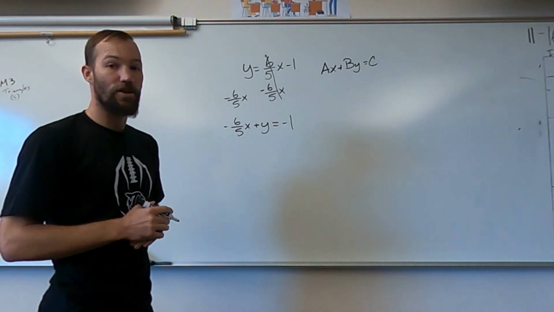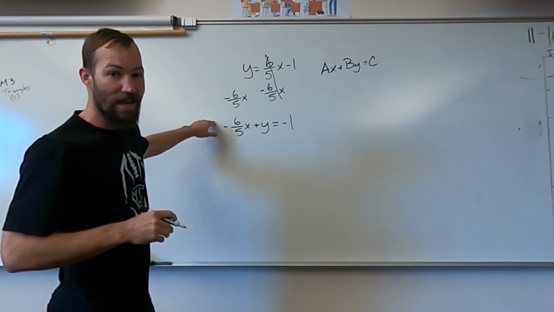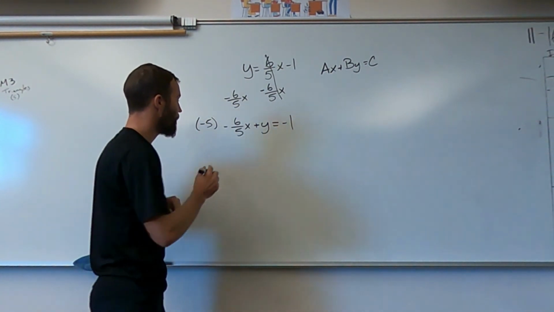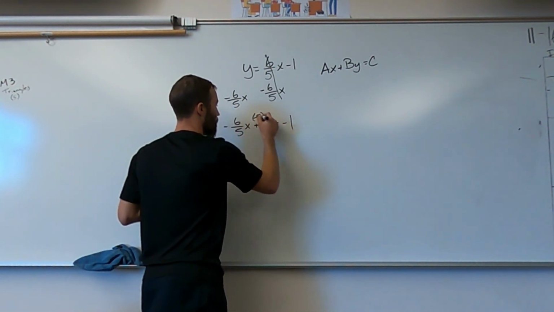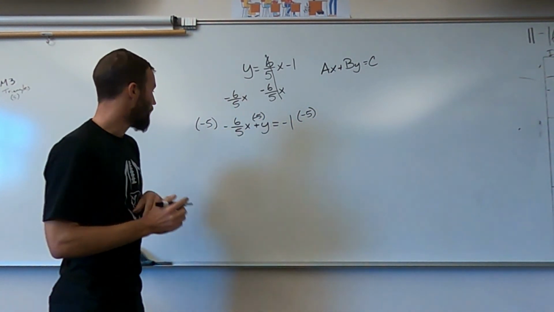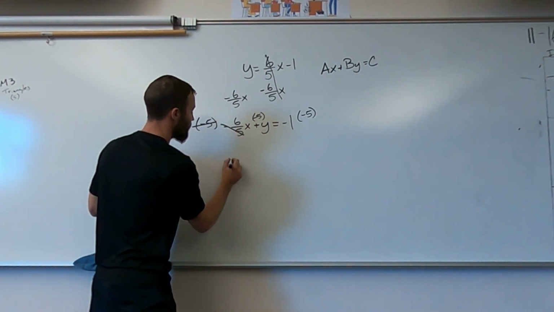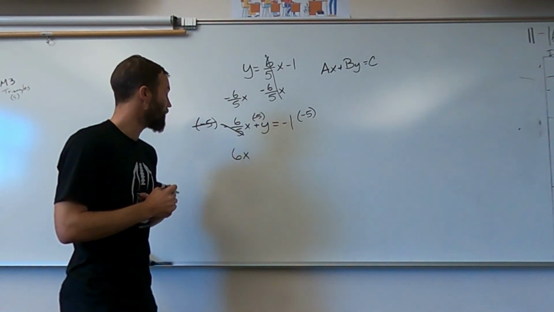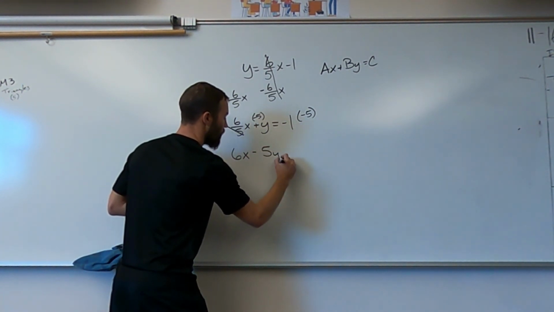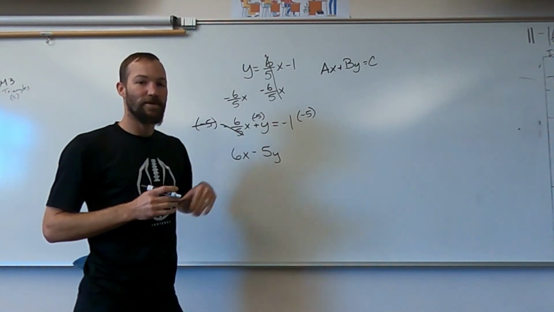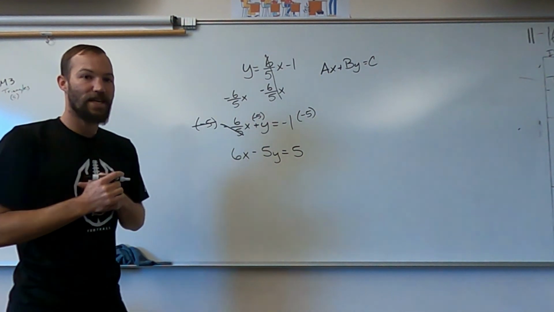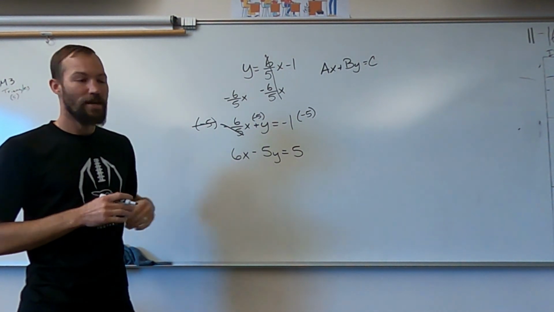Okay, so the next thing I need to do is get rid of my fraction and my negative, so I can multiply everything by a negative 5. So once I multiply everything by a negative 5, this is going to cancel this, so it's going to be 6x. Negative 5 times y is negative 5y. And then negative 1 times negative 5, and a negative times a negative is a positive. So I end up with 6x minus 5y equals 5.